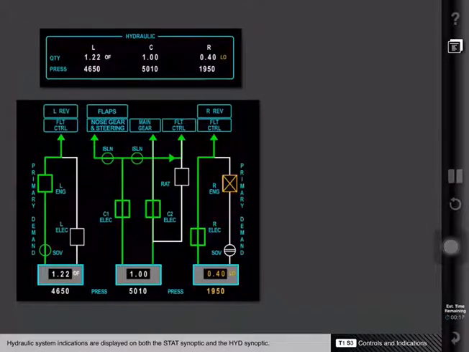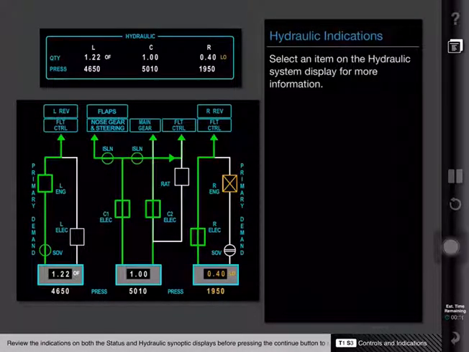Hydraulic system indications are displayed on both the status synoptic and the hydraulic synoptic. Review the indications on both the status and hydraulic synoptic displays before pressing the Continue button to resume the lesson.